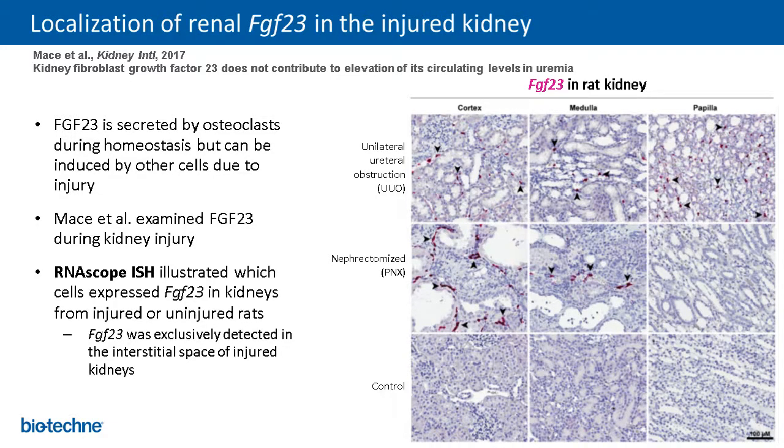FGF23 is a factor that is secreted by osteoclasts during homeostasis, but it can be induced by other cells and organs due to injury. These authors examined the role of FGF23 during kidney injury by using the RNAscope assay to identify which cells expressed FGF23 in kidneys from injured or uninjured rats. They found that FGF23 was exclusively detected in the interstitial space of the injured kidneys, as you can see here, indicated by the red signal.